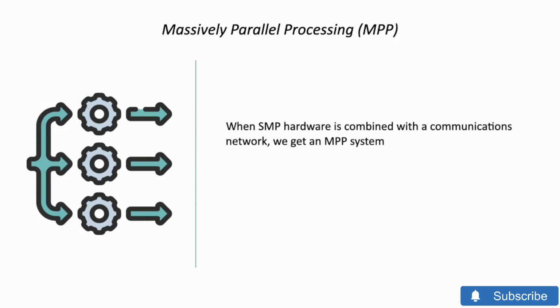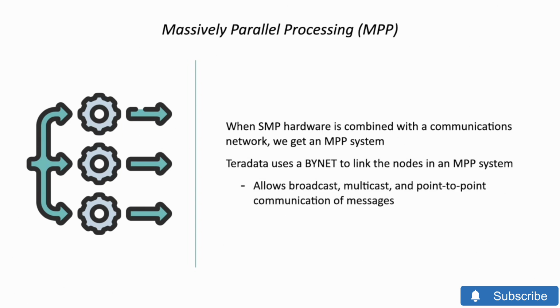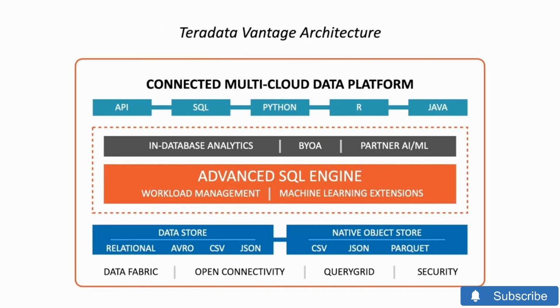Then there is the concept of massively parallel processing, or MPP, and this is where the SMP hardware is simply linked together with a communications network. So we may have hardware which is dispersed even across geographical locations, but they're all still connected. And this connection is made possible by something called a BYNET network. This includes a lot of the standard networking features such as broadcasting, multicasting, and point-to-point communication of messages. And with that, let's move over to the different layers and components which make up the architecture of Teradata Vantage.